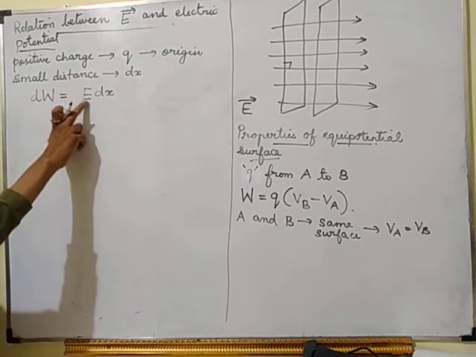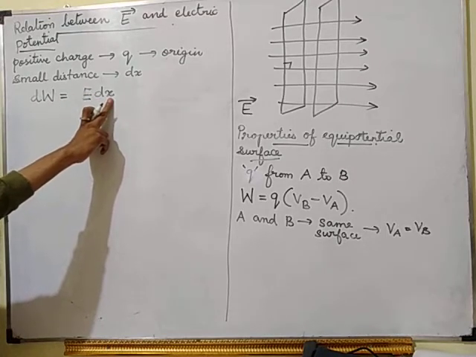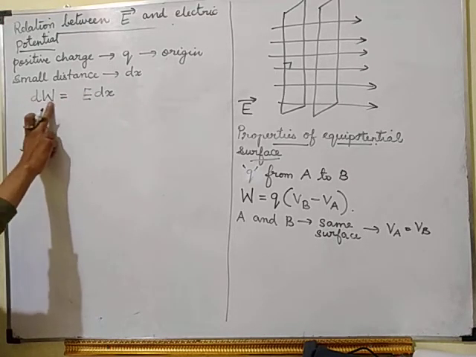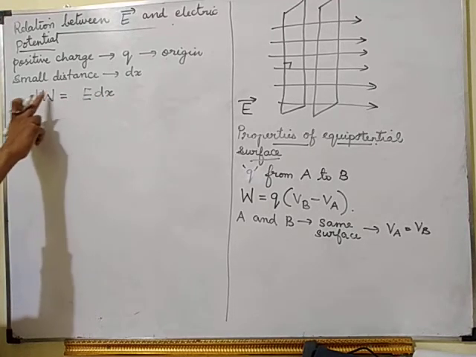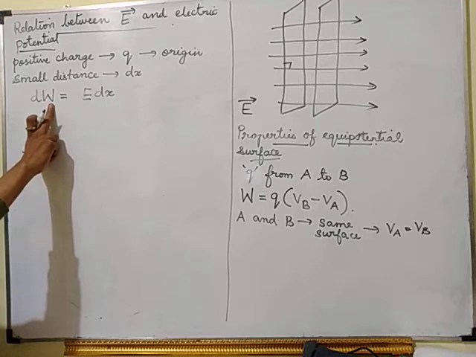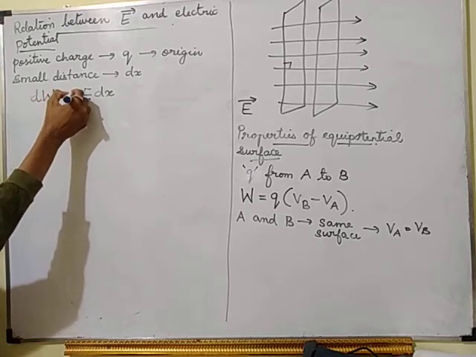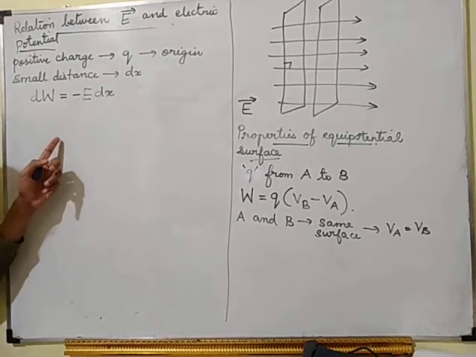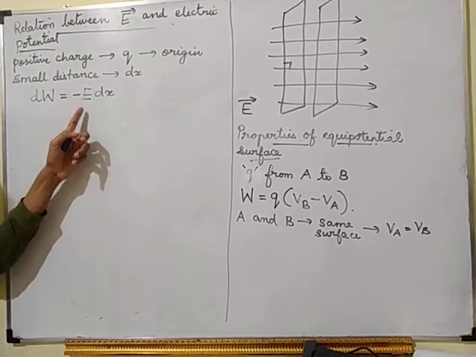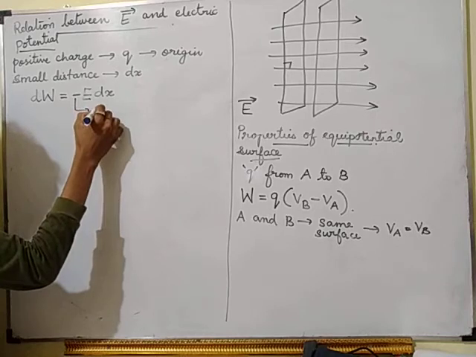The charge is in the electric field and I am going to move it a small distance dx. So work done is equal to E into dx. I am going to do this work against the electric field. Against the electric field means I have to put a minus sign. So dW is equal to minus E into dx. What is the meaning of this negative sign?